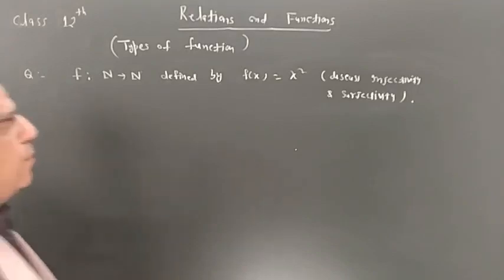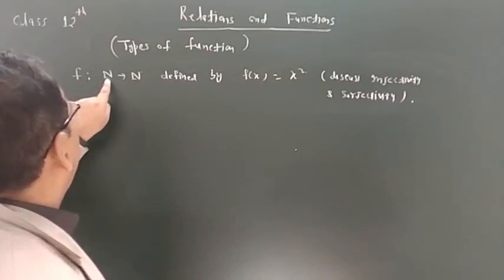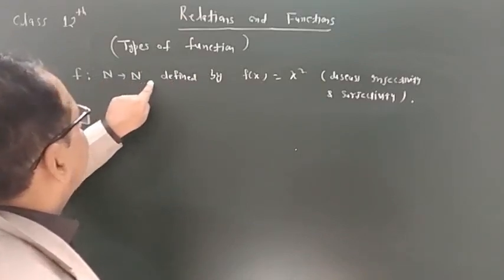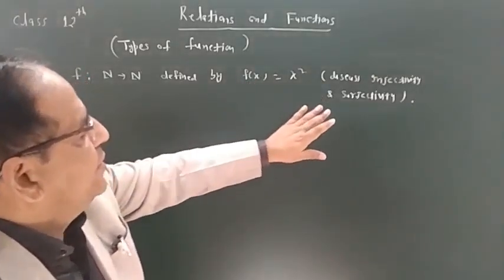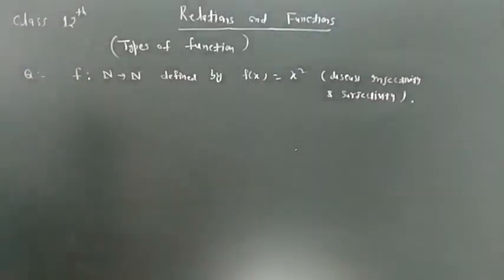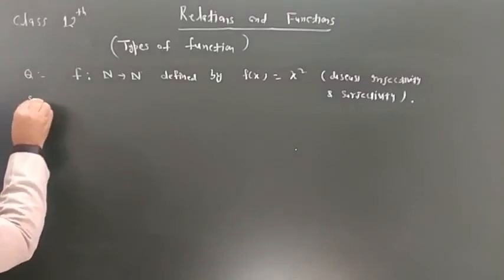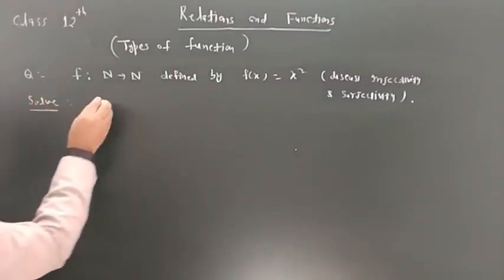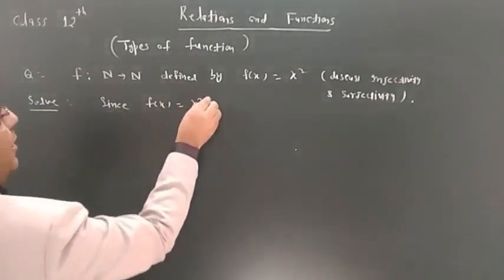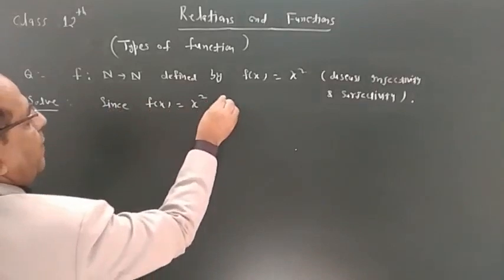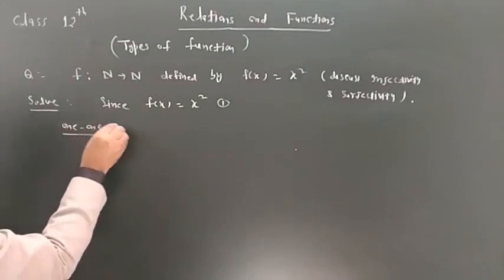Now I am taking one more problem based on types of function. The function is defined f from the set of natural numbers to the set of natural numbers such that f(x) equal to x square. We want to discuss injectivity and surjectivity in this question. Is the function one-one and onto or not? So how can we solve this? Since f(x) equal to x square, first we discuss injectivity, one-one.